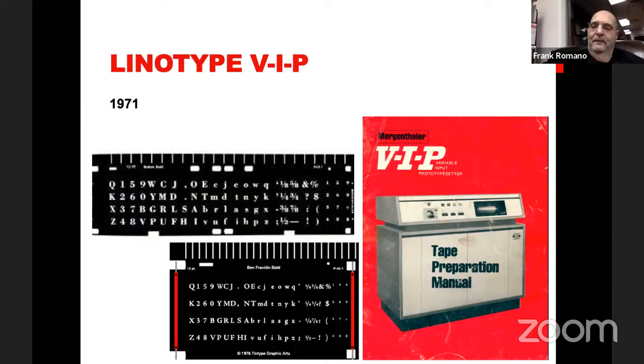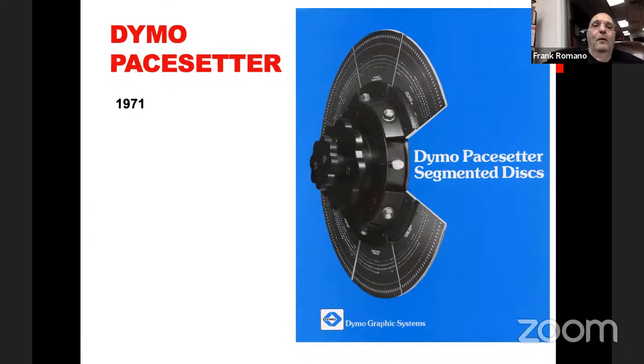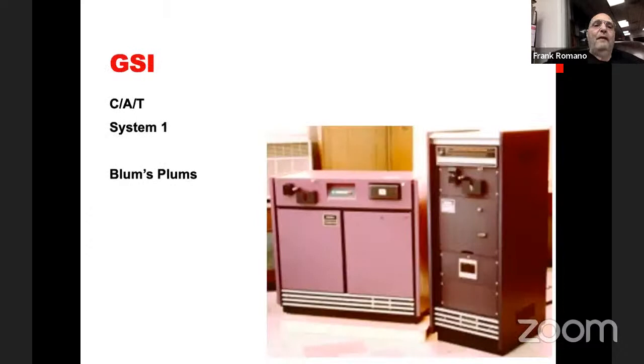Later, Photon was bought by Dymo, and they came out with a machine called the PaceSetter. And the original concept was that each font was a little glass segment, but it was not very successful until they decided to just make it a glass disc. GSI, Graphic Systems Incorporated, was a spinoff from CompuGraphic. They painted their machines purple so they would stand out. Sam Blum was the marketing guy, so they called them Blum's Plums. GSI was later sold to Wang.